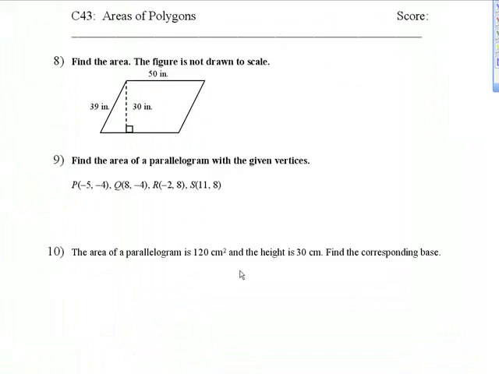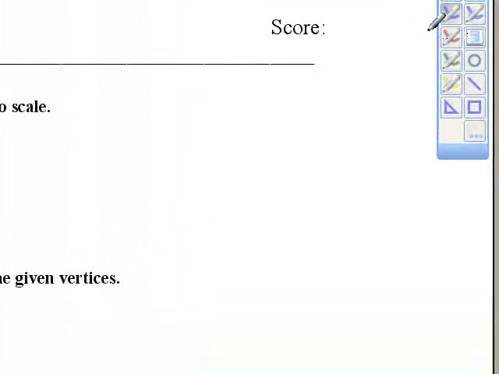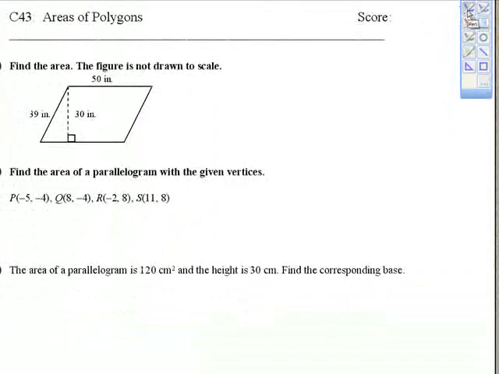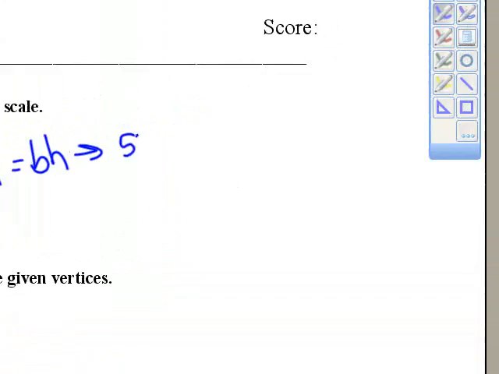Number 7 was areas of polygons. How do you find the area of a polygon? This appears to be a parallelogram. How do you find its area? For a parallelogram, base times height. So we're just going to take 50 times 30 and get what? 1,500 square inches.